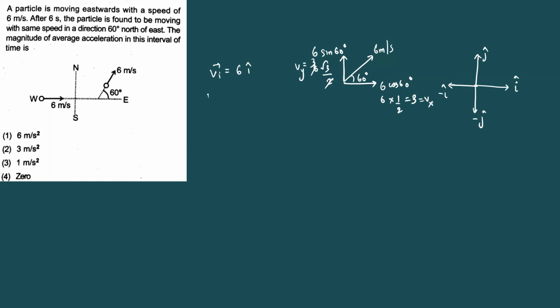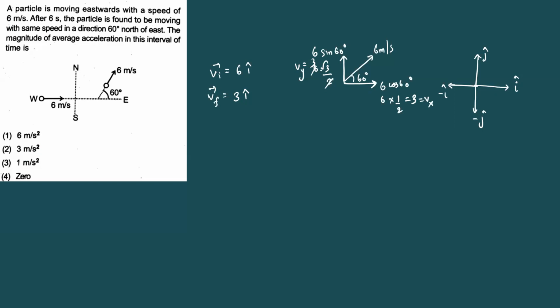So basically, how do you write the final velocity in vector form? Here, applying the vector method will be easier than applying the triangle or the parallelogram law. So the final velocity has an x component 3 along the positive x-axis. As you can see, it is towards the right, so the x component is 3 i cap. We know a vector has two things: magnitude and direction. Magnitude is 3 and direction is i cap.